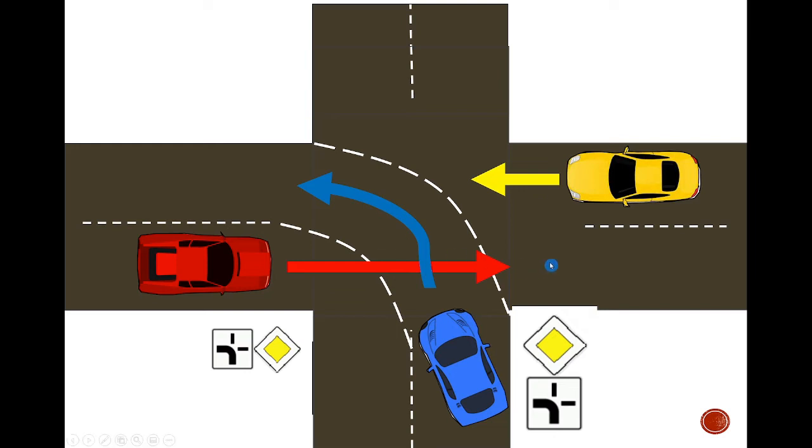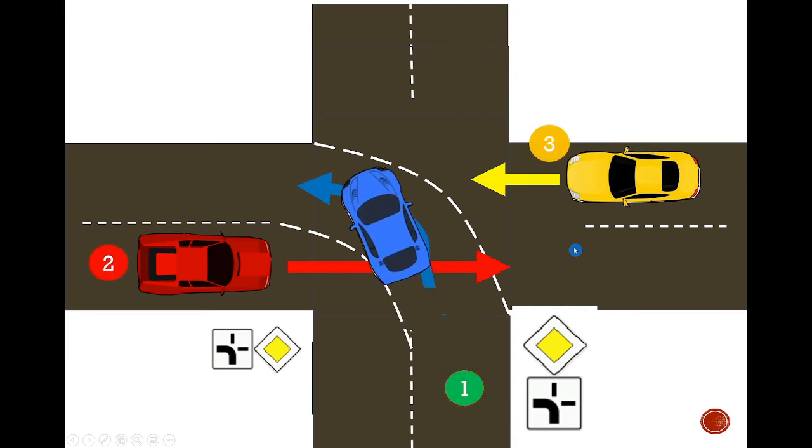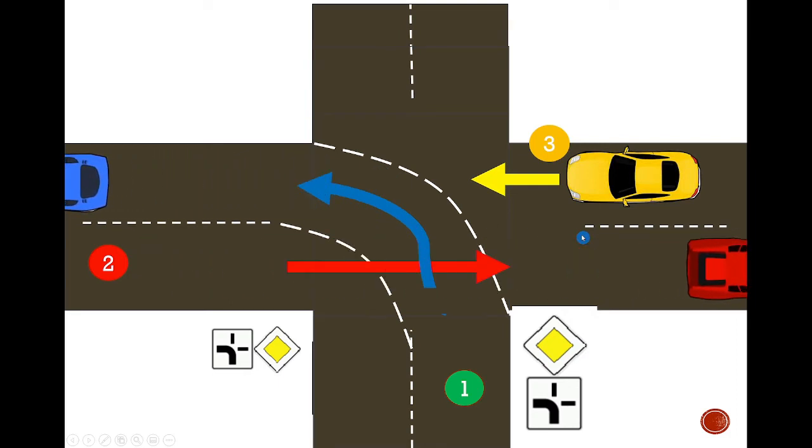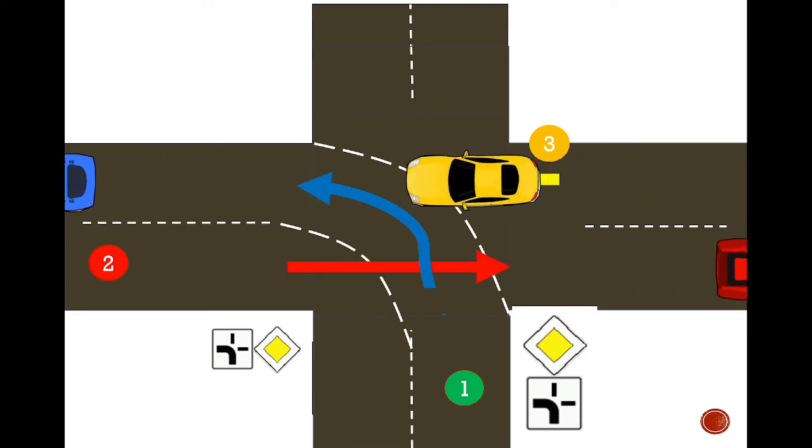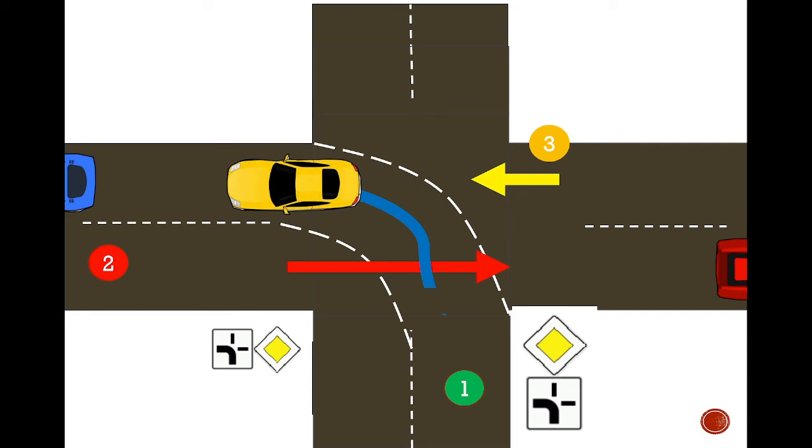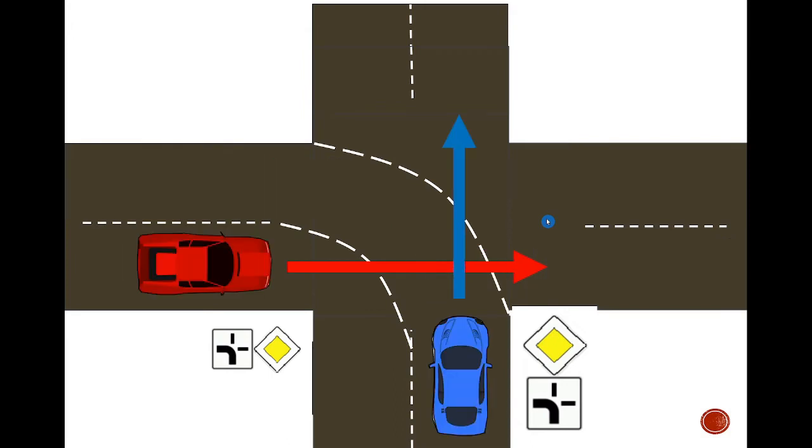Let's look at how they proceed now. Yes, the first car, the blue car, has moved forward because it is continuing its journey on its priority road. It will be followed by the red car and then the yellow car follows. Now let's look at the next example.